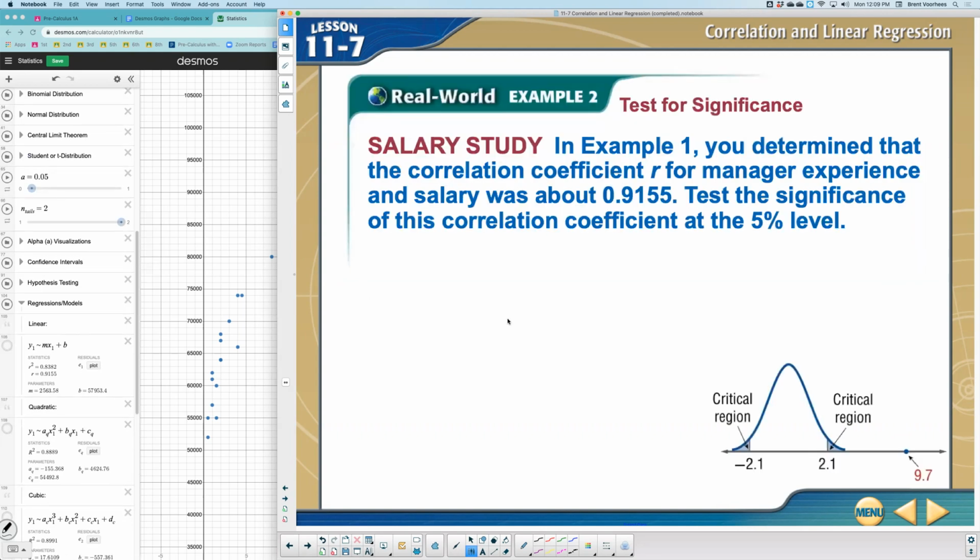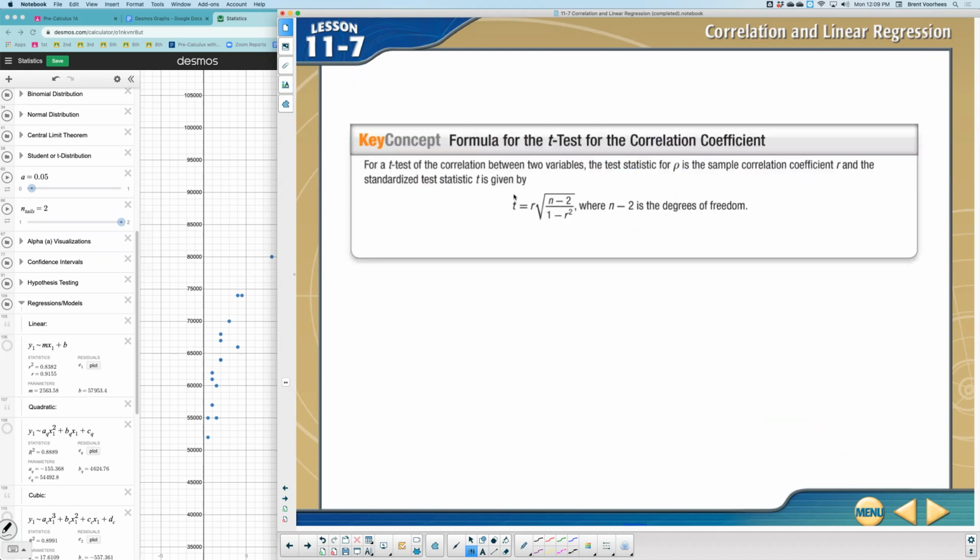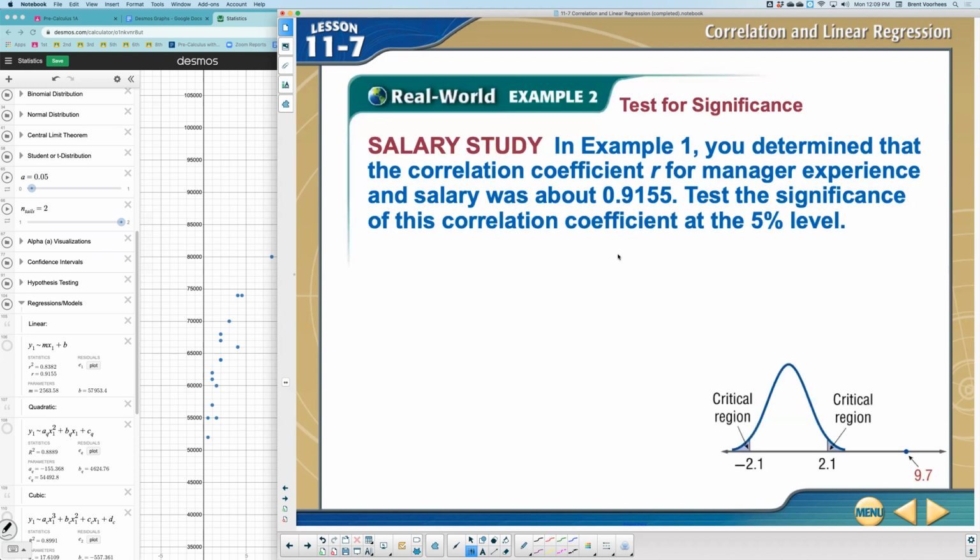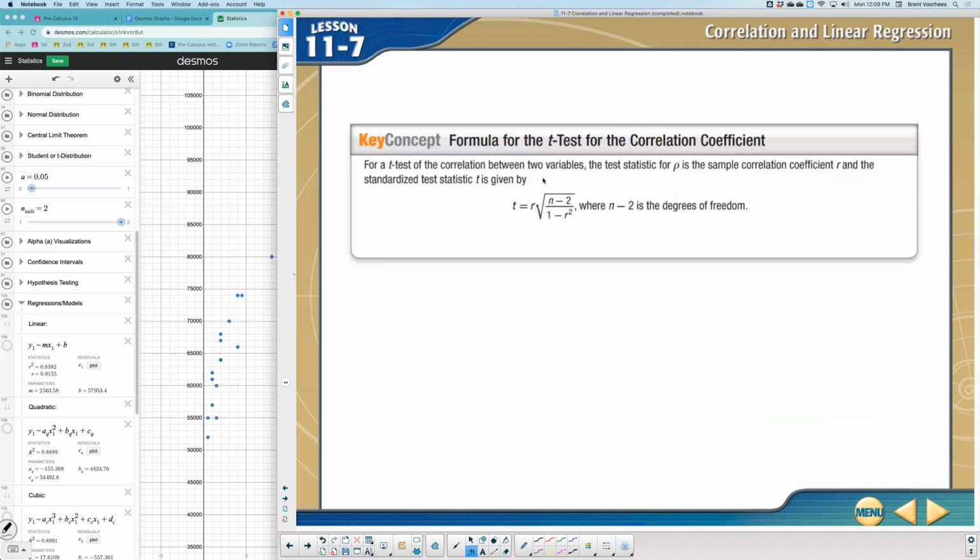All right, so it says here, in example 1, you determined the correlation coefficient R for the manager experience and the salary was about 0.9155. Test the significance of this correlation coefficient at the 5% level. So basically, we're using this formula to come up with this t, or the significance. That's what we're going to come up with, this t-test, to find out the significance of this.